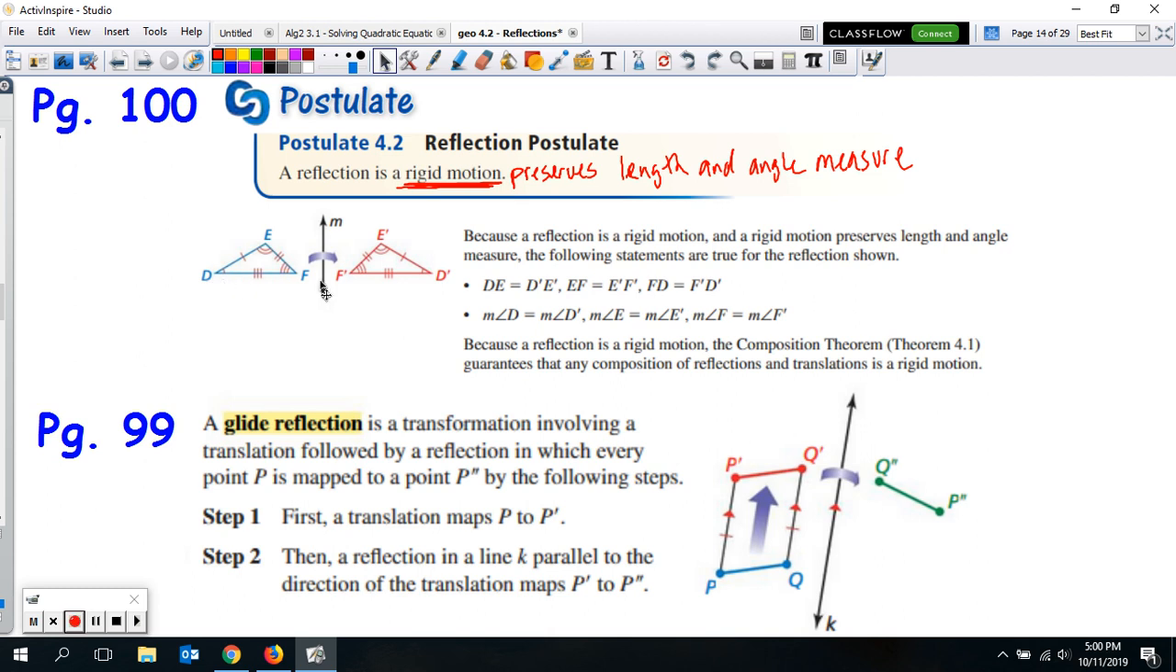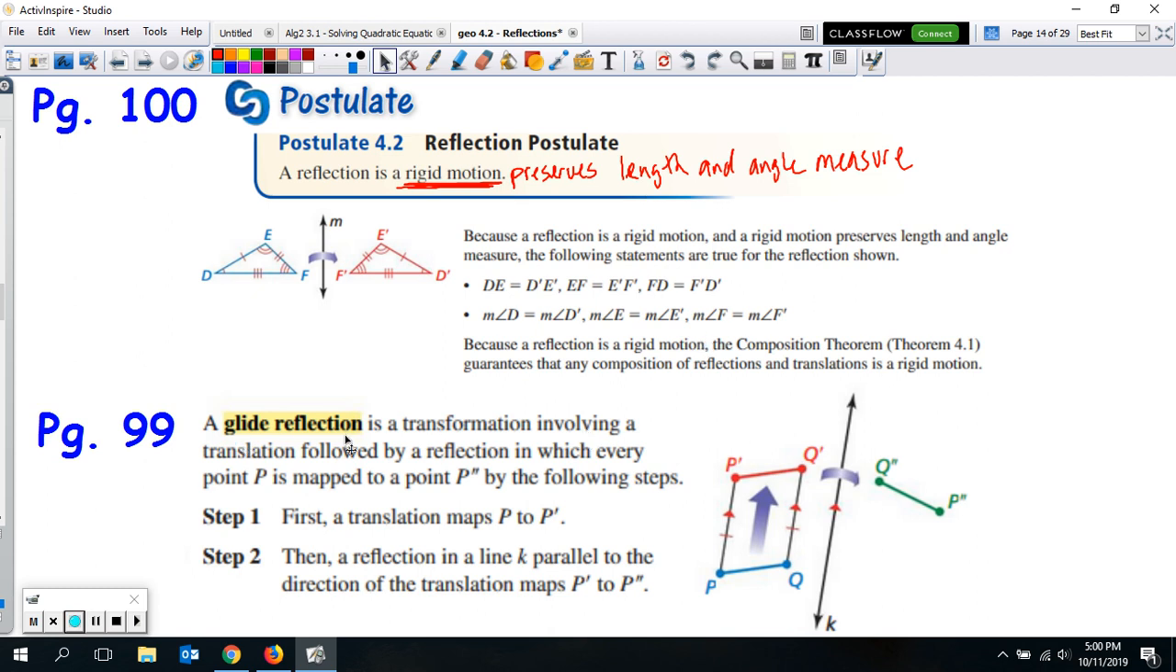So DF is the same over here as D prime F prime. All the angle measures inside of here are going to stay exactly the same. So the angle D is going to be the same as the angle D prime. It doesn't change it at all, because if you change any of those, then it's no longer a rigid motion. So that's why a rigid motion always preserves the length and angle measure.